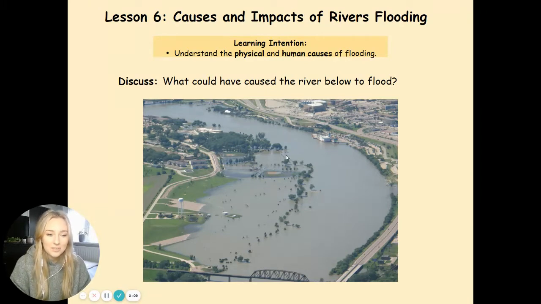So there are so many different factors which can cause a river to flood, and the way I always get people to think about this is if you have two rivers which are very, very similar in two different drainage basins, and the exact same amount of rain falls over this river and this river. However, this river floods and this one doesn't. Why might that be? So that's what we're going to be looking at in this lesson.